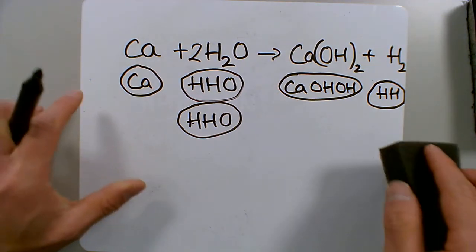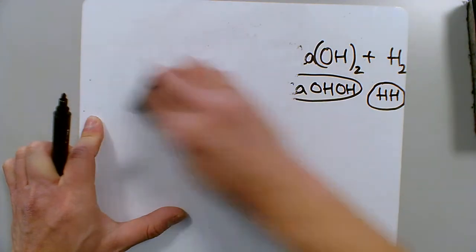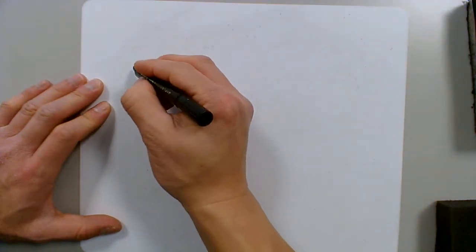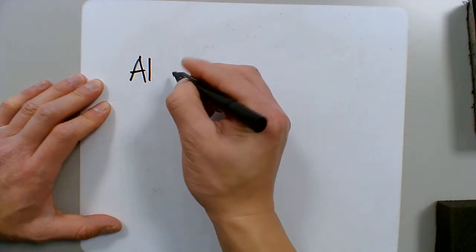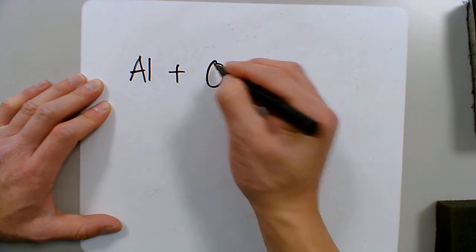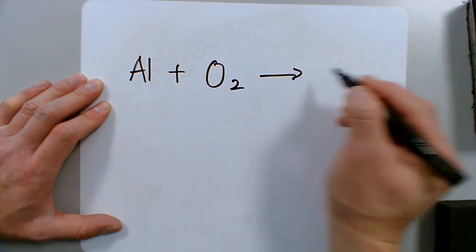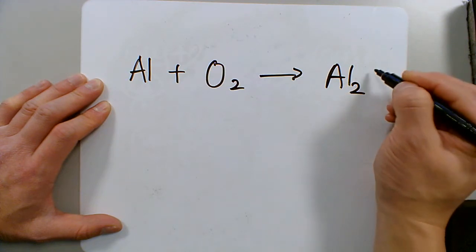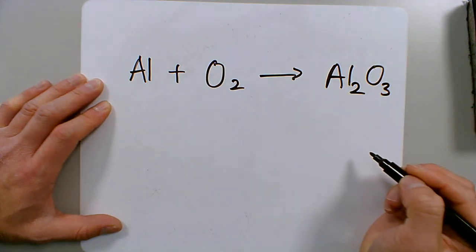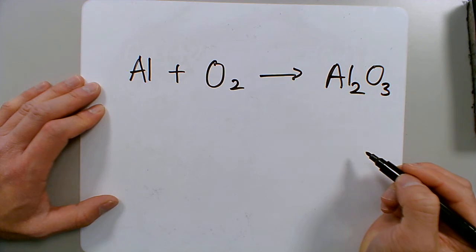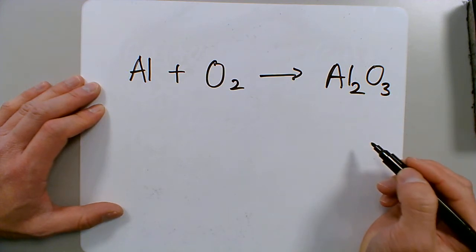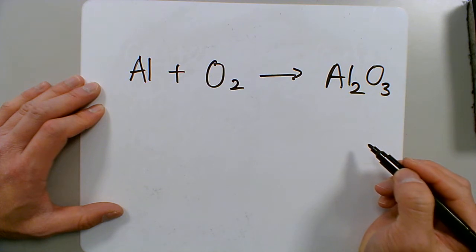Okay, let's have another go and see if we can balance a further example. So, if we have aluminium plus oxygen to give us aluminium oxide, pause the video and I want you to have a go at balancing this equation, and then once you've completed it, unpause the video and then we can go through to see whether you've got it right or wrong.